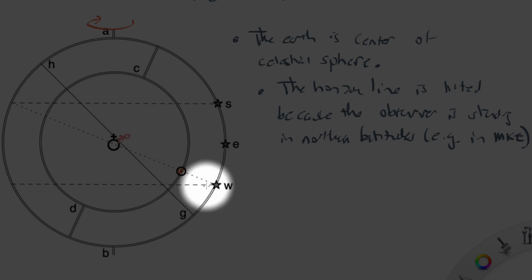So it will spend this much time above the horizon and this much time below the horizon when it's on the winter solstice. Notice this makes sense because on the winter solstice, the sun is above the horizon for much less time than it is below the horizon.